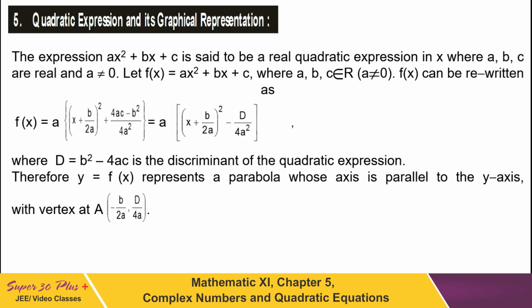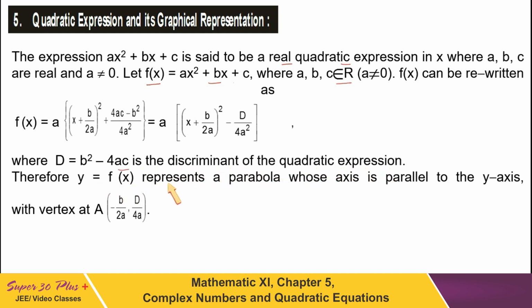Students, now we are going to study quadratic expression and its graphical representation. The expression ax square plus bx plus c is said to be a real quadratic expression in x, where a, b, c are real and a is not equal to 0. Let f(x) equal to ax square plus bx plus c, where a, b, c belong to R, a is not equal to 0. f(x) can be rewritten like this. This is the making of perfect square. And if you write f(x) like this, then it is the equation of parabola, where D is equal to b square minus 4ac, the discriminant of the quadratic expression.